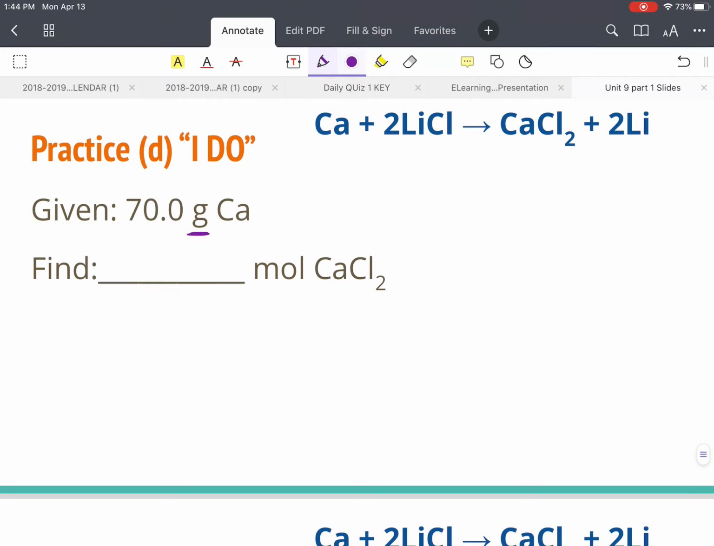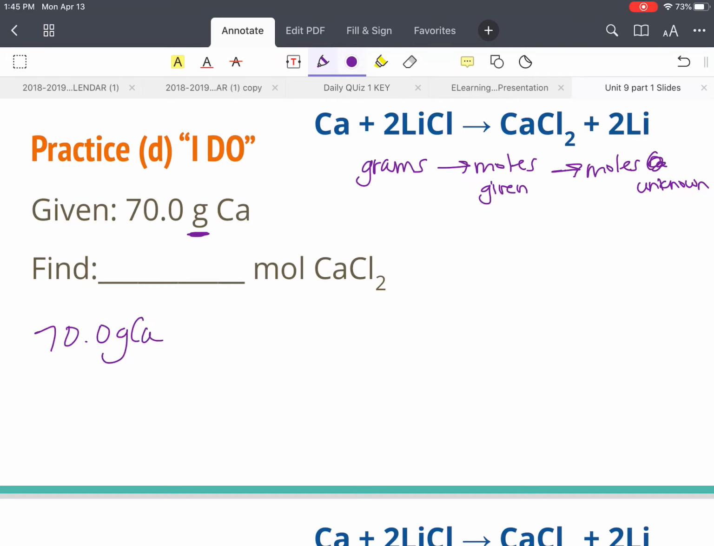All right, this time we're going to look at starting with grams. If you need to look at the mole map, I'll write it down here. If you've printed it off, or you can just draw it on a piece of paper, a little foldable. If I have grams, I have to convert to moles of my given or my known, and then I can convert to moles of my unknown, or what I'm looking for, which in this case is calcium chloride.